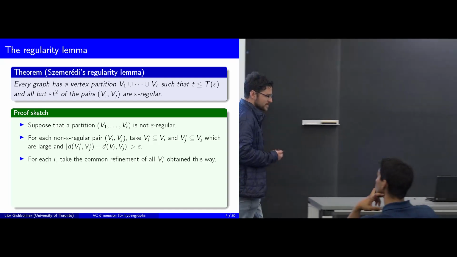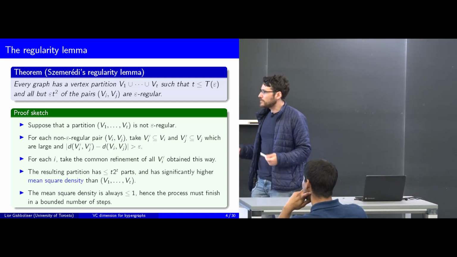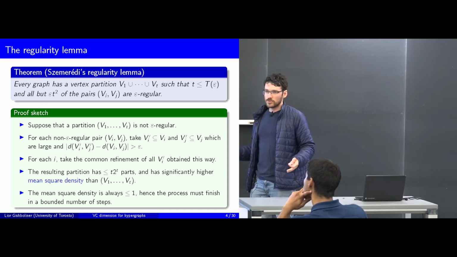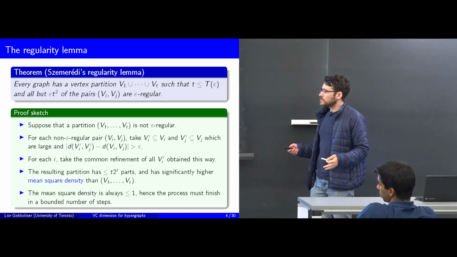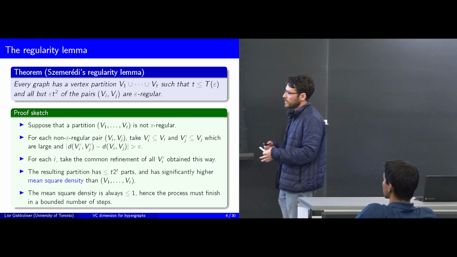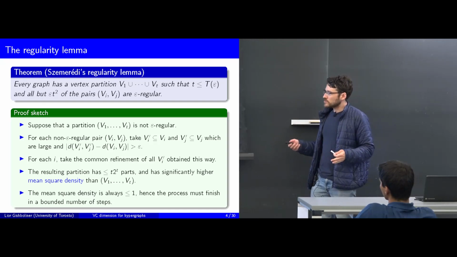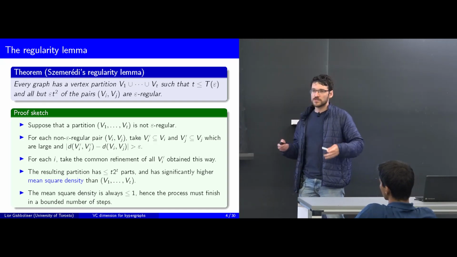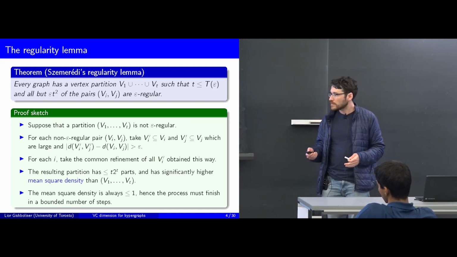And you can show that something improves. This something is called the mean square density. I'll not go into what it is, but this increases, and this is bounded. So this increases significantly, by something like epsilon to the 4 or to the 5. And it's always at most 1, so this process cannot last more than 1 over epsilon to the 5 steps.